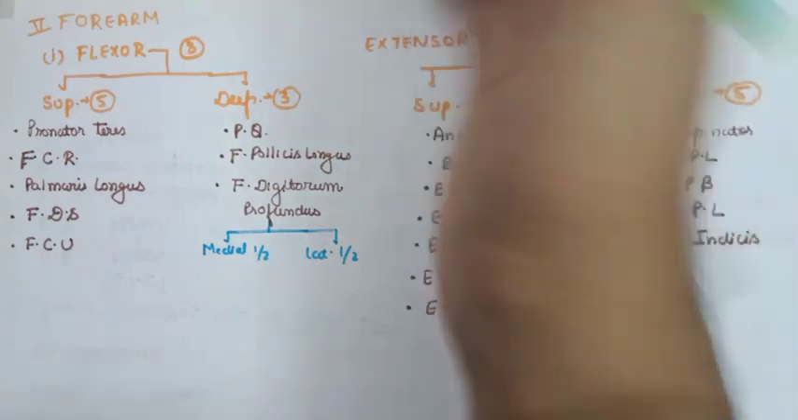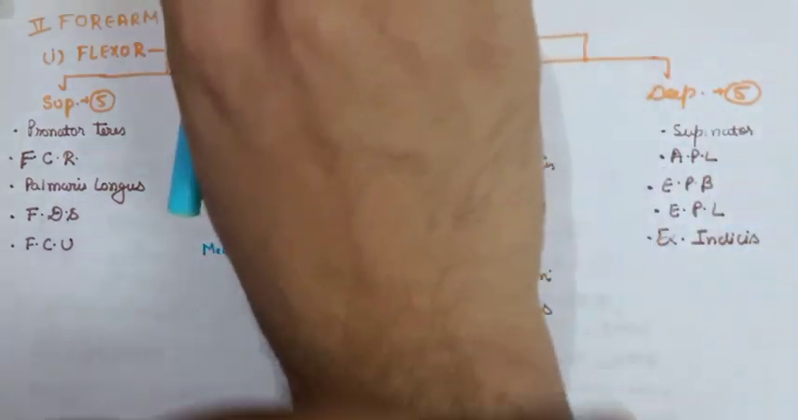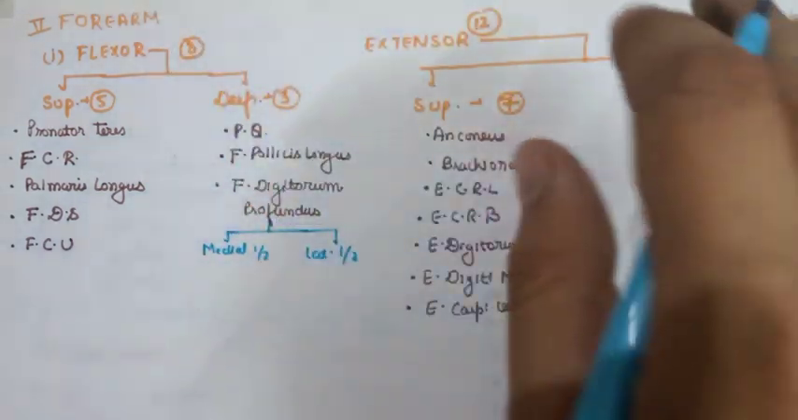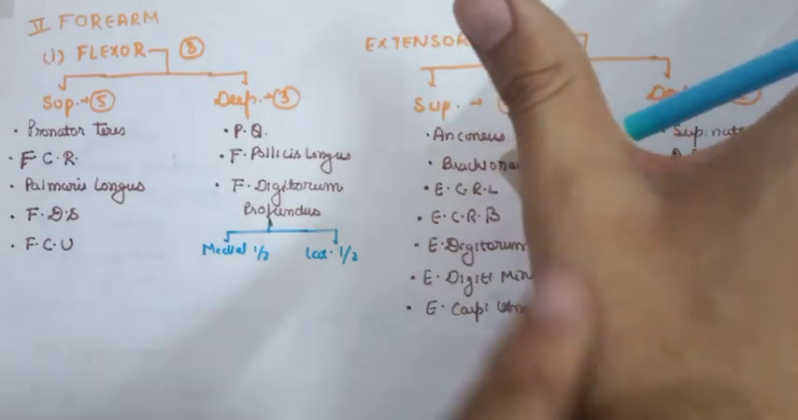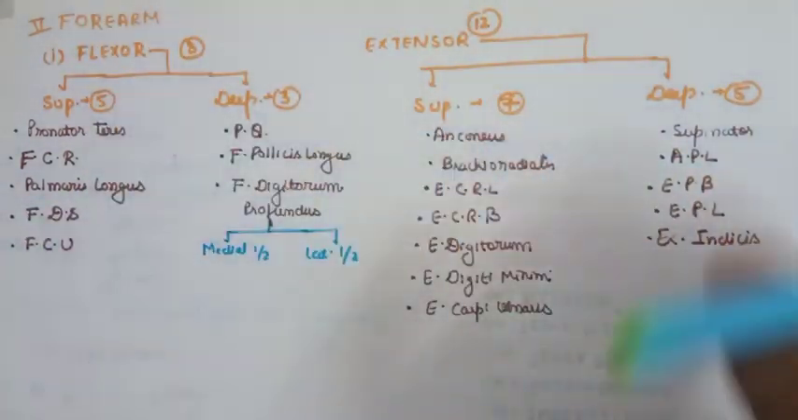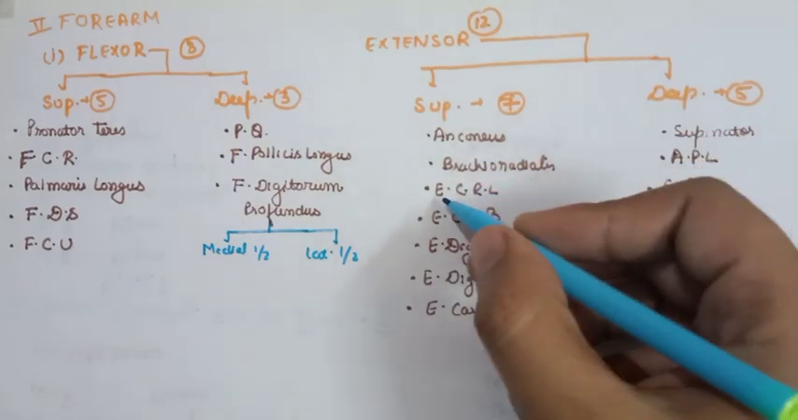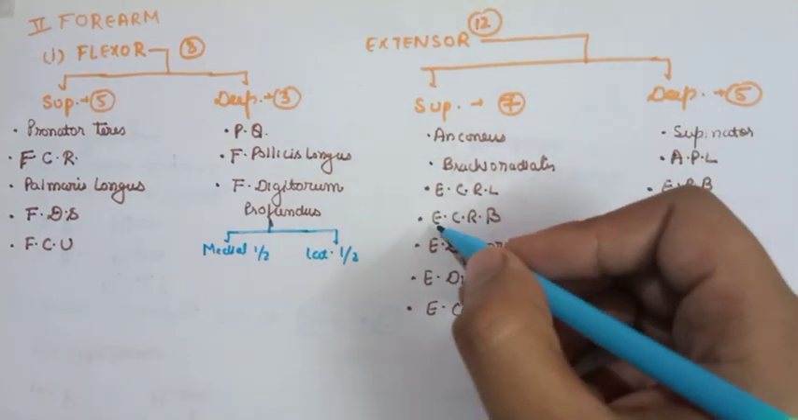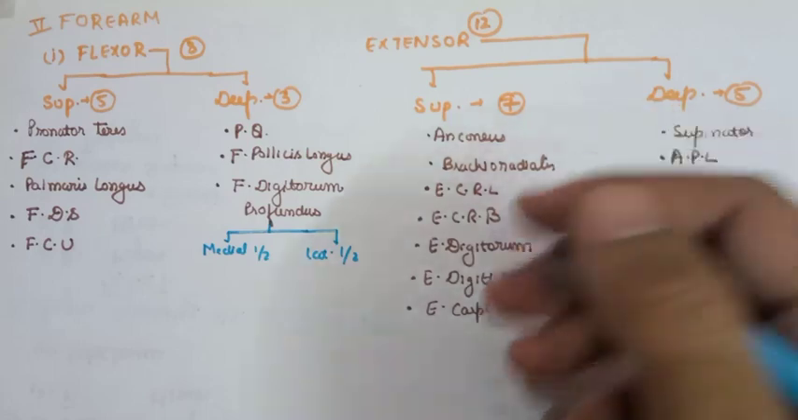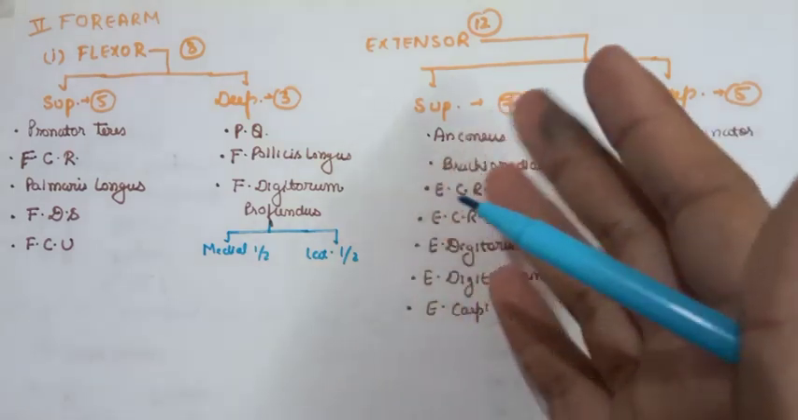Now in the extensor group we have two regions. One is the radial region and the other is the ulnar region. Radial means related to the side of the thumb, and ulnar means related to the side of the little finger. In the radial part we have the extensor carpi radialis longus and extensor carpi radialis brevis. What about the extensor digitorum? It supplies the digits.